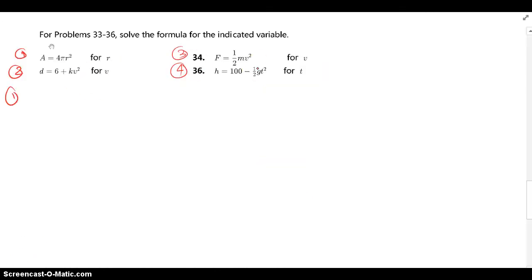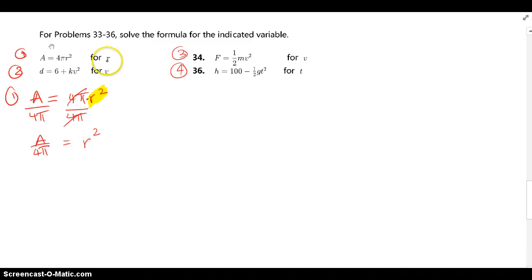The next 4 examples require us to solve a formula for the indicated variable like we did in the previous section. First one I've labeled number 1, A equals 4 pi r squared. I'm supposed to solve for r, so I have to get this r quantity alone all by itself. My focus is right here. And what is multiplied with the r on that same side is the 4 pi, so since it's multiplied, I need to divide both sides by 4 pi, and then I have the r squared by itself.